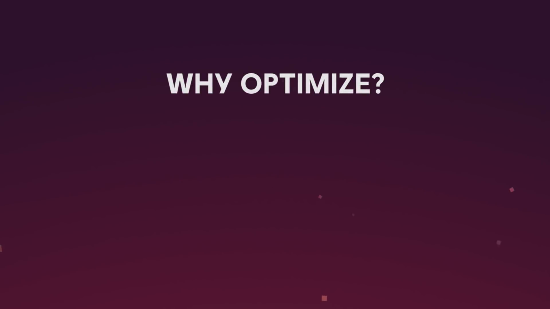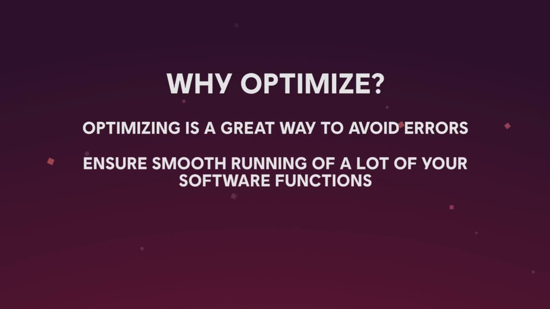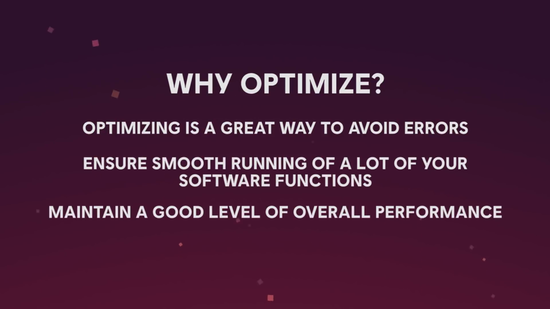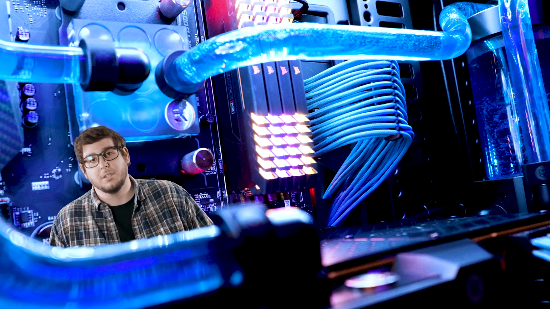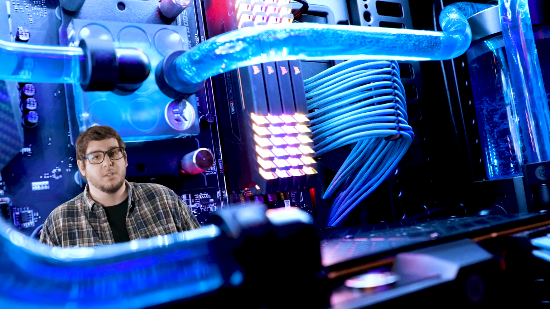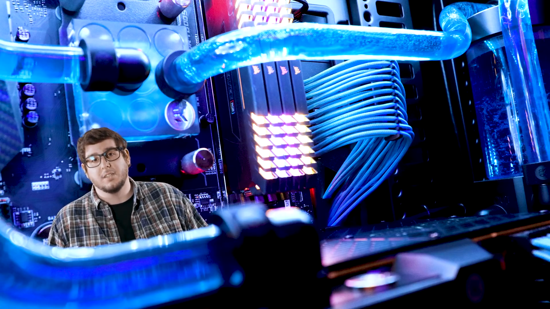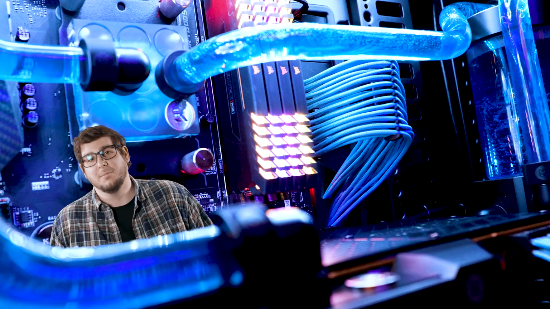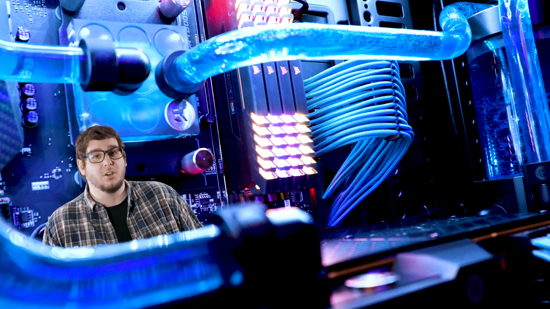So why optimize then? You may be thinking, my Windows runs pretty well right now, do I really need to change anything? And that might be the case now, but that won't be the case forever. Optimizing is a great way to avoid errors, ensure smooth running of a lot of your software functions, and maintain a good level of overall performance. There are a wide range of things you can do to keep your operating system optimized, from basic maintenance to power management. Luckily, these activities are fairly straightforward and they're never too far away, so they're pretty easy to carry out. Maintenance a lot of the time is made up of a few common sense simple methods, so simple in fact that they often get overlooked.